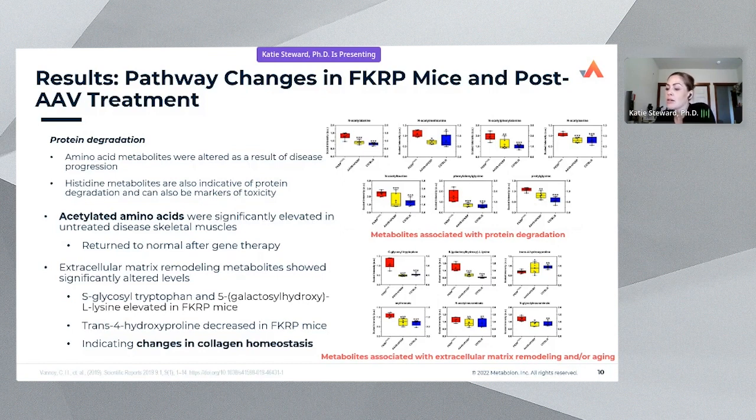Acetylated amino acids specifically are seen as products from protein breakdown, and they are significantly elevated in the untreated diseased skeletal muscle, which you can see here. Also important were extracellular matrix metabolites, which show differences in S-glycosyltryptophan and 5-galactosyl hydroxylysine, which were elevated in the FKRP mice. Trans-4-hydroxyproline was decreased in the FKRP mice. And all of those changes taken together really indicate that there were changes in the collagen metabolism and collagen homeostasis, indicating matrix remodeling in the FKRP mice.